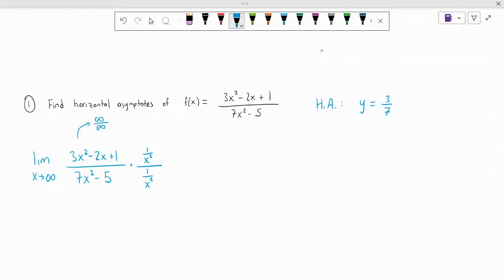Since I'm multiplying both numerator and denominator by the same thing, I'm not changing the actual problem by doing this. Now, if I distribute the 1/x squared into the numerator and then into the denominator, I'm just going to write out what I have. So the x squared comes from looking at the highest power in the denominator, and then whatever the highest power is, it's multiplied by 1 over that for both the numerator and the denominator. Okay.